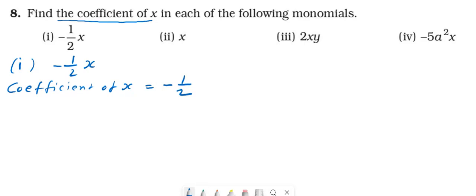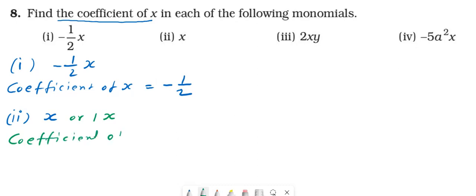Now beta, second part, it is x. So can we write 1x? So beta, the coefficient of x would be equal to 1. Now beta, third part. Third part is 2xy.